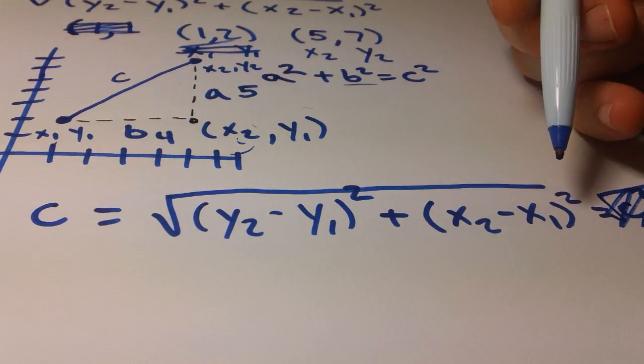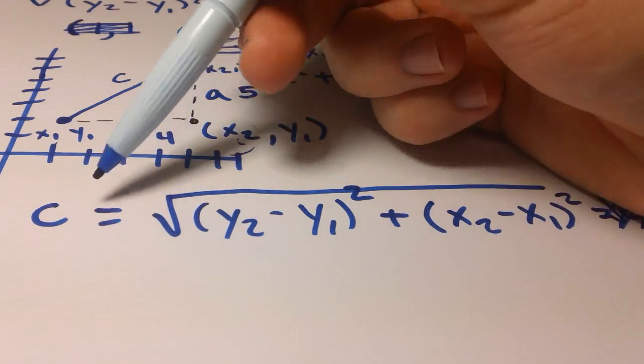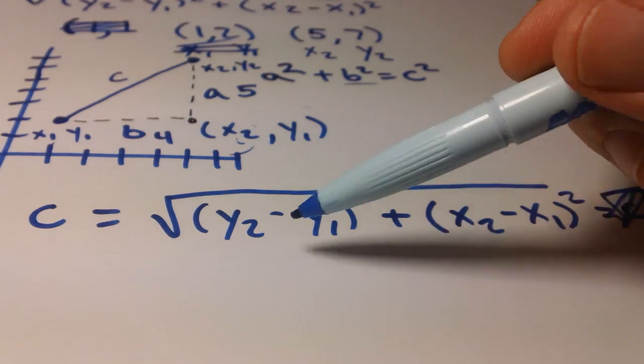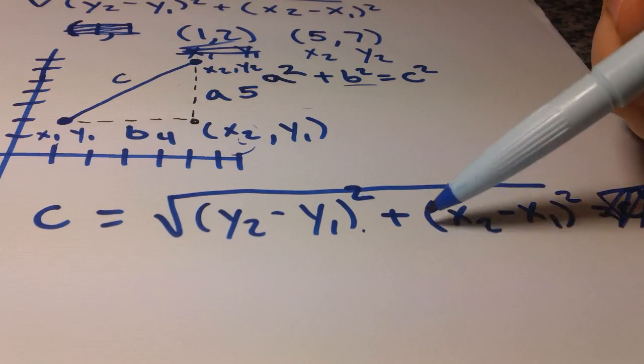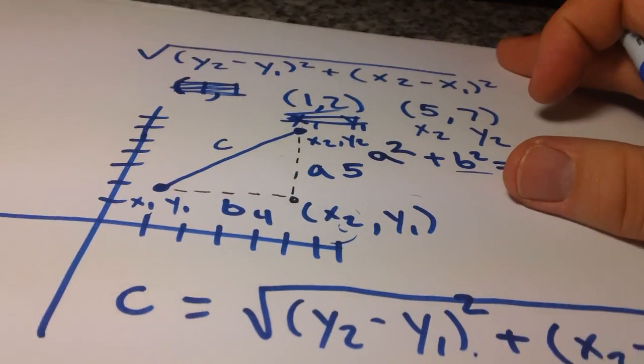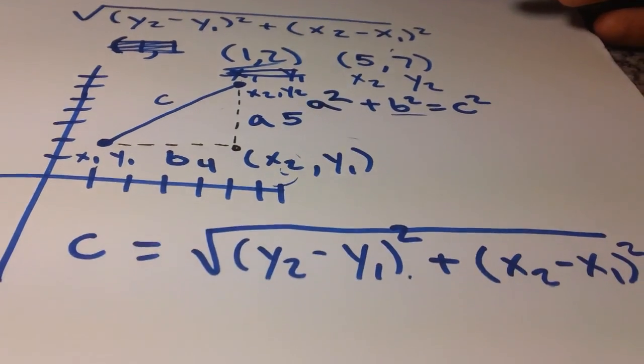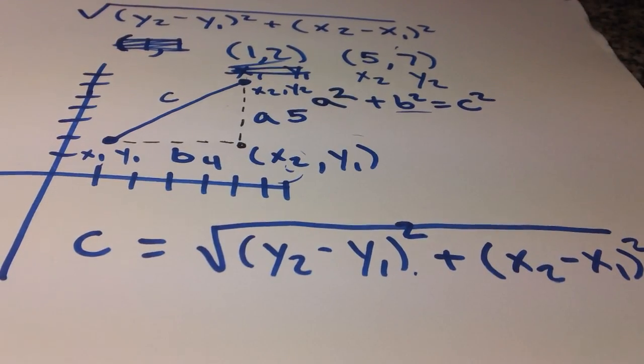This works perfectly, right? C, or d, distance, c, hypotenuse, whatever you want to call it, equals the square root of the quantity y2 minus y1 squared plus the quantity x2 minus x1 squared. That is exactly what we have written down right up here on our paper. So that's how you find the distance formula.